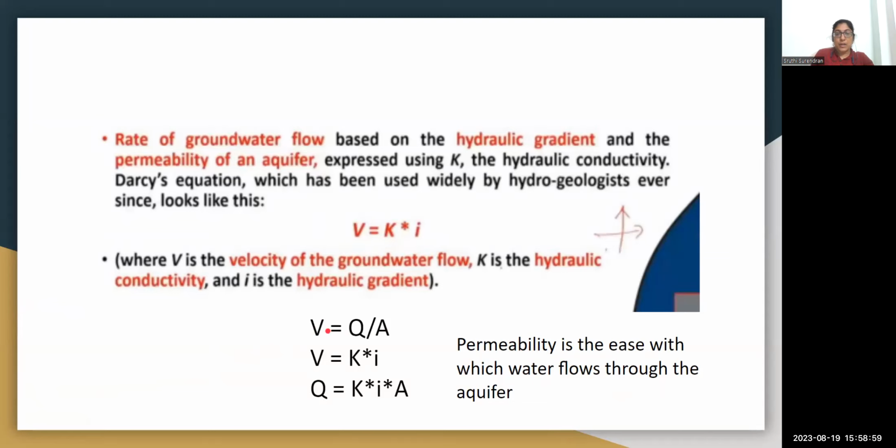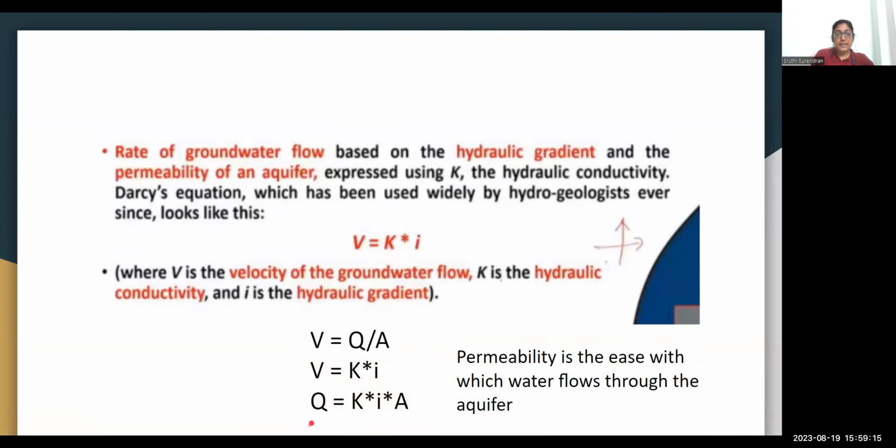Now we all know velocity is related to discharge and area in this way: discharge divided by the area gives us the velocity. We also know that velocity is equal to K into I, the product of hydraulic conductivity and hydraulic gradient. So we can get the discharge by K into I into A. If they are asking for velocity, it is K into I. If it is discharge, it is K into I into A.